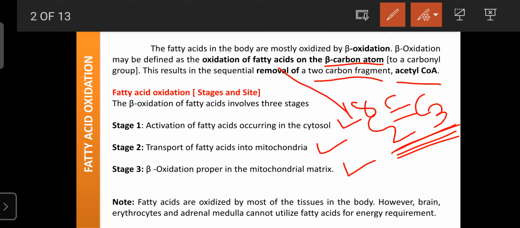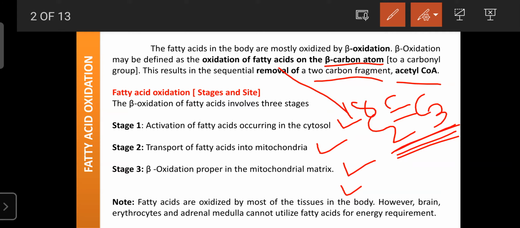And regarding the omega oxidation, it occurs in the endoplasmic reticulum. So, fatty acids, here the note is there. Fatty acids are oxidized mostly in all the tissues of the body. Okay, all the tissues. Their ATP source mainly depends upon the oxidation of fatty acids after glucose.